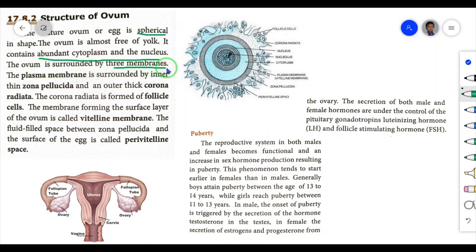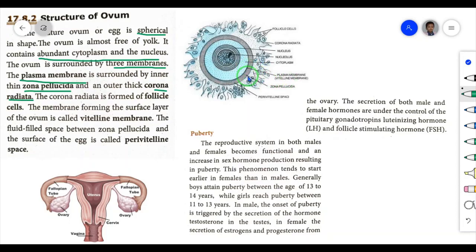The ovum is surrounded by three membranes. They are the plasma membrane, zona pellucida, and corona radiata. The first layer is the plasma membrane, or vitelline membrane.